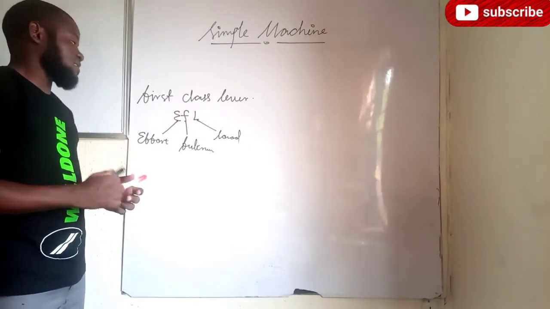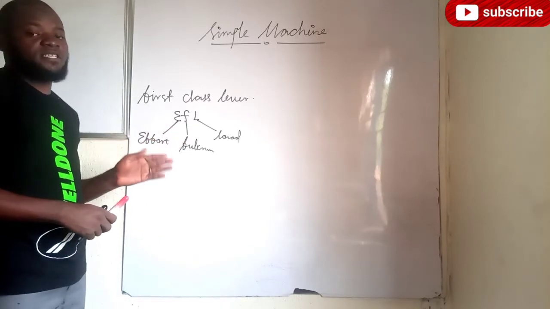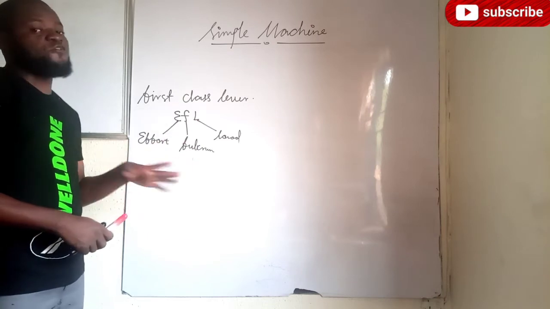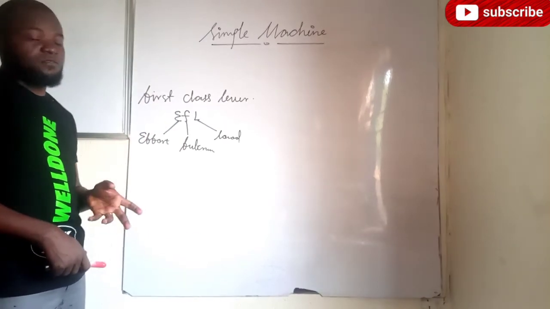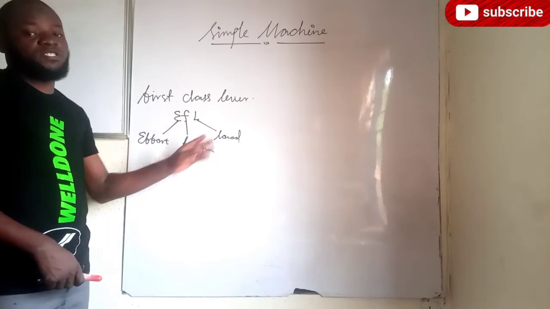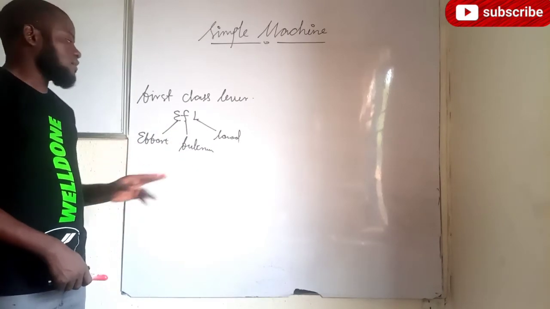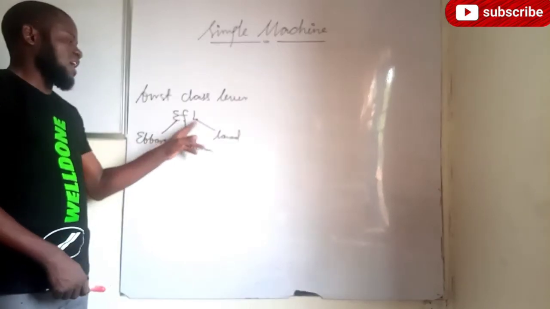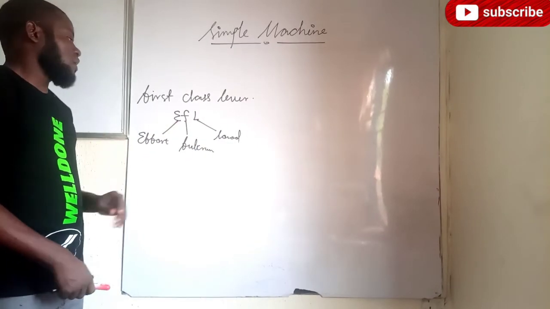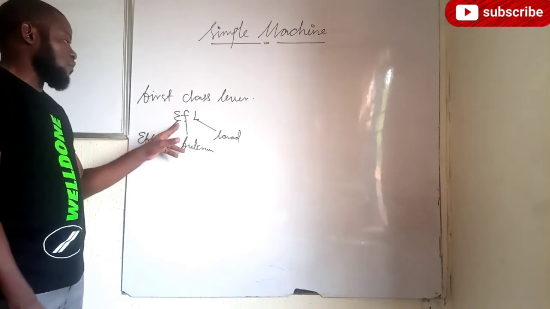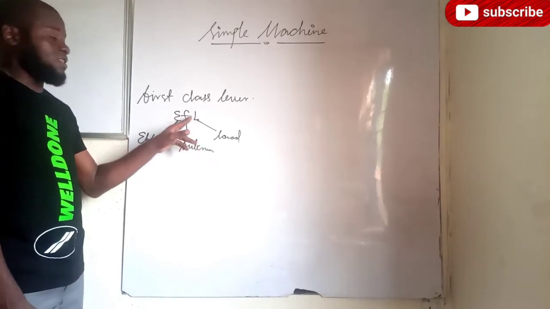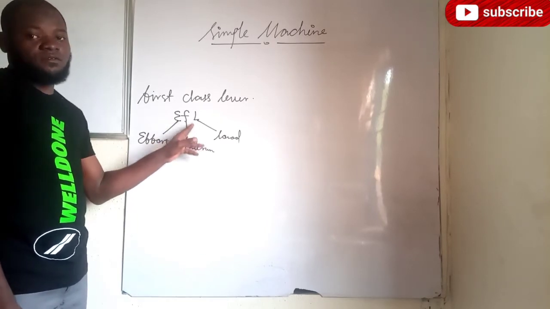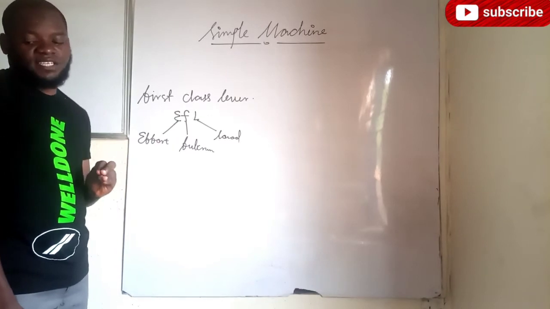Number one characteristic is that the fulcrum is always in between what? Effort and load. You will always find your fulcrum there. Fulcrum is the same thing as the axis of rotation. It's always in between effort and load. And secondly, effort and load are opposite each other. And lastly, load is always closer to the fulcrum. Do we understand that now?